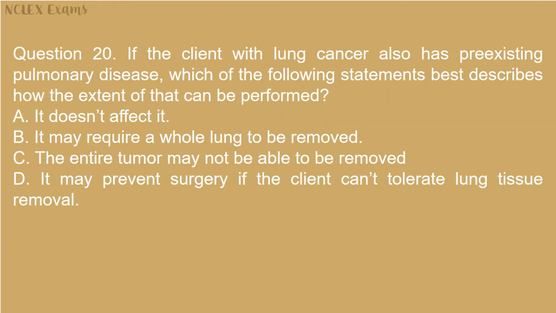Question 20. If the client with lung cancer also has pre-existing pulmonary disease, which of the following statements best describes how it affects the extent of surgery that can be performed? A. It doesn't affect it. B. It may require a whole lung to be removed. C. The entire tumor may not be able to be removed. D. It may prevent surgery if the client can't tolerate lung tissue removal.